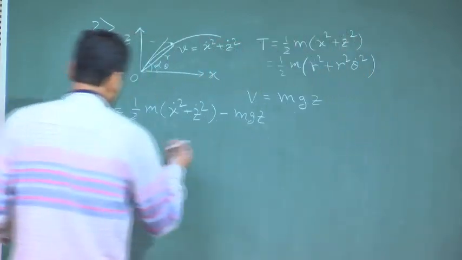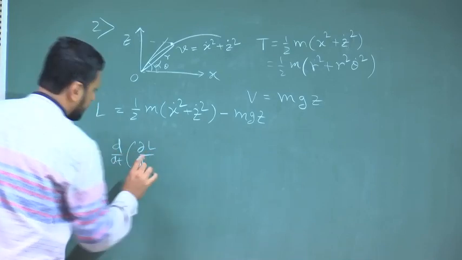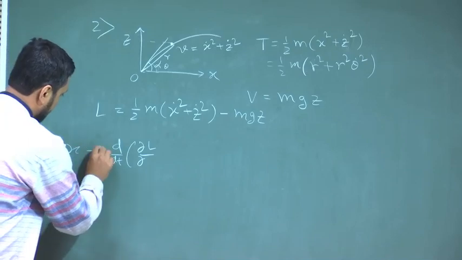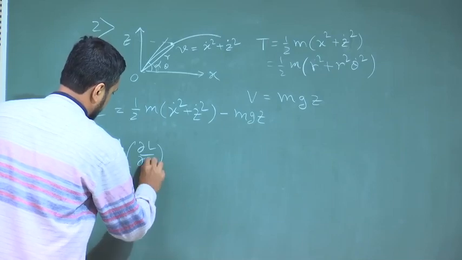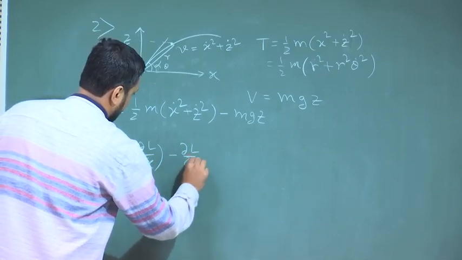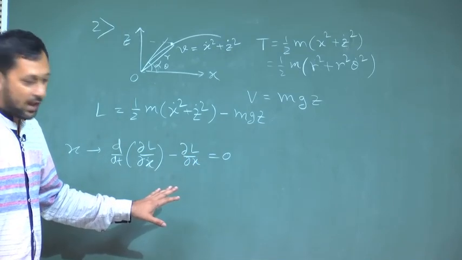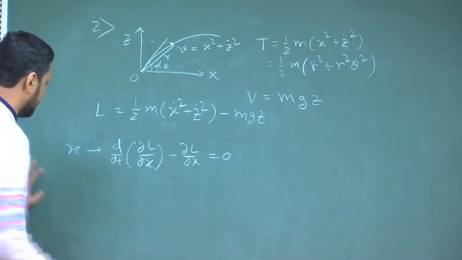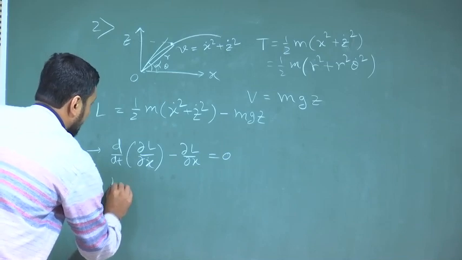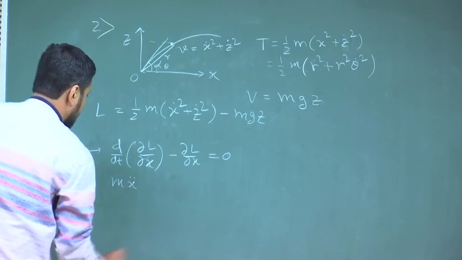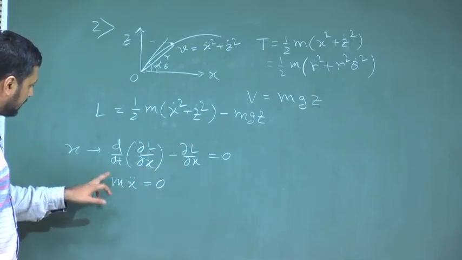So the equation of motion will be damn simple, d dt of del L del q dot minus del L del q equals 0. There will be two equations, one for x and one for z. Let us start with the x equation first: d dt of del L del x dot minus del L del x equal to 0. There are no dissipative forces present. We have not included air resistance, so right now we have a 0 here. If we do that, we have m x double dot equal to 0.